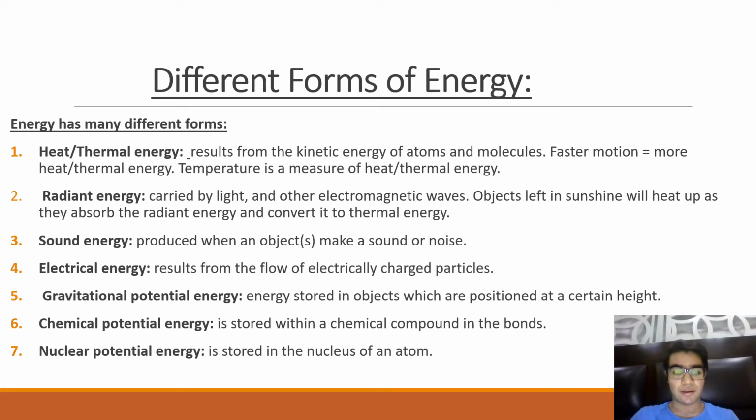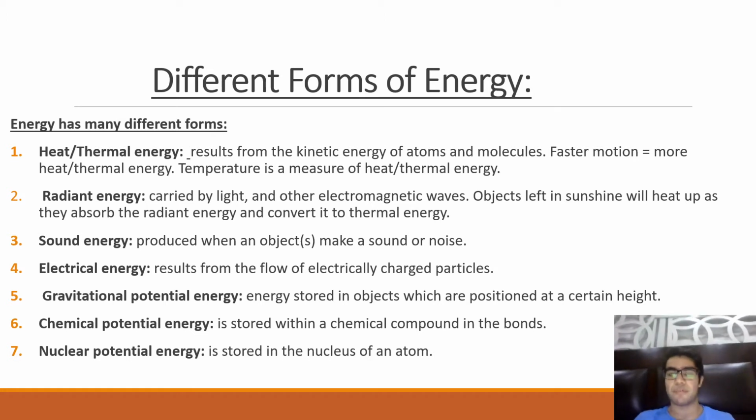Thermal energy results from the kinetic energy of atoms and molecules. The faster the motion, the more thermal energy or heat energy a substance has. And temperature is basically a measure of thermal energy. As you know, the SI unit for temperature is degrees Celsius. If something has kinetic energy, in other terms, it means that it's moving, and the faster it moves, the more heat energy it has. So they're directly proportional.